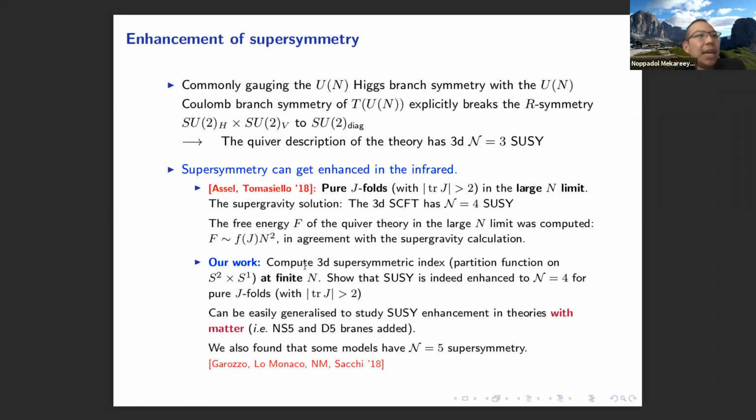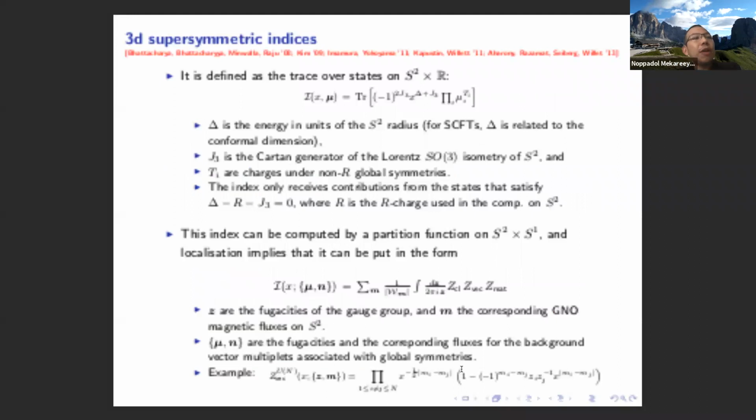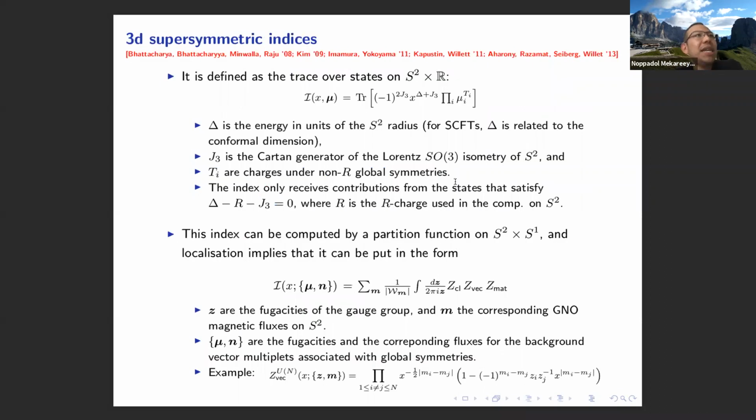So basically the main goal of our work in this talk is to show you how to detect this supersymmetry enhancement at finite N. You can show this whether there is matter added or not. And some models even have a further enhancement of supersymmetry to N equal to 5 supersymmetry. So let me show you. Our main tool is the supersymmetric index.